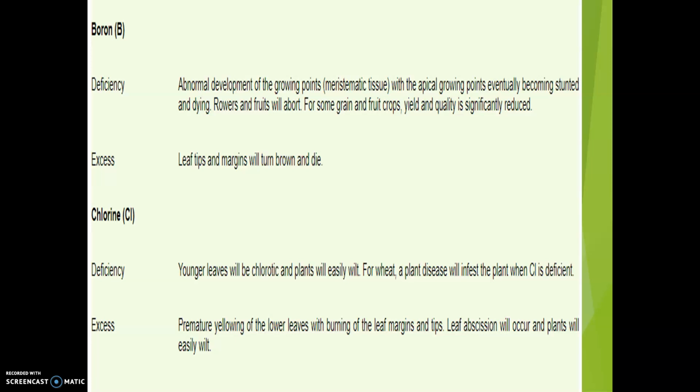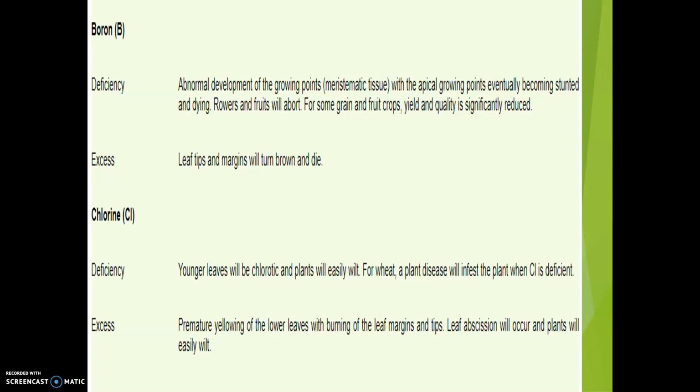Chlorine is required by the plant for maintaining leaf turgor. It is essential for photosynthesis. Coming to the deficiency, younger leaves will be chlorotic and plants will easily wilt. Younger chlorotic leaves and wilting of the plants is a deficiency symptom of chlorine. In the case of wheat, the deficiency of chlorine will cause susceptibility to disease.